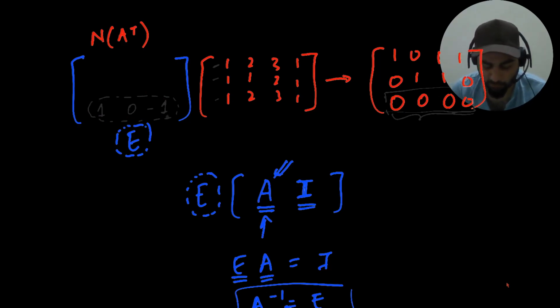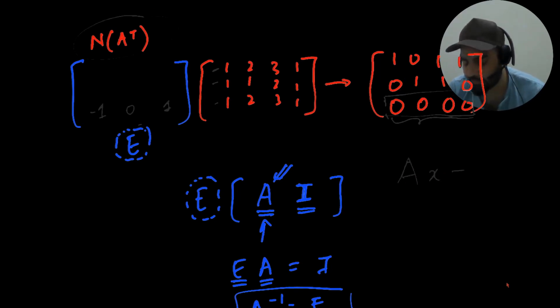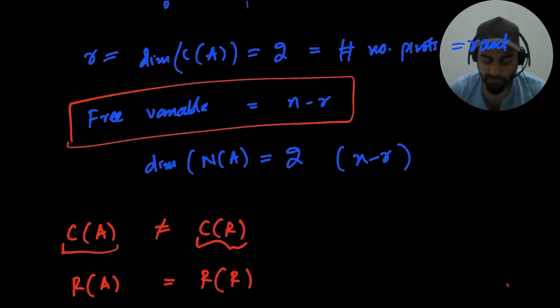Again, we can have one more vector, like -1, 0, 1. This is also in the null space of A transpose, because basically Ax is equal to 0, so whatever values I give to this X, that belongs to the null space.